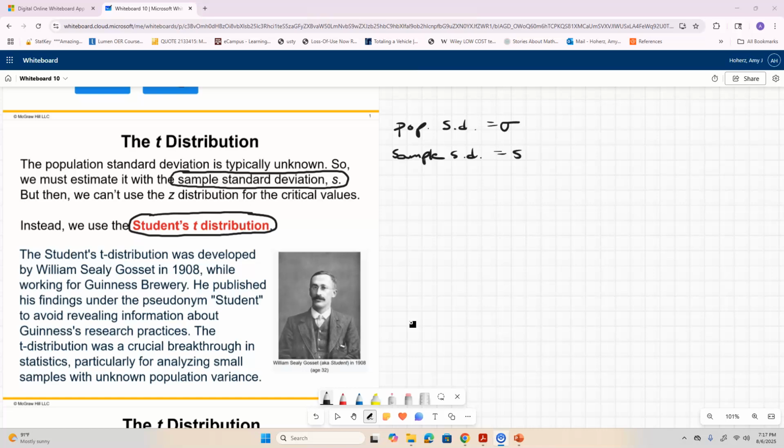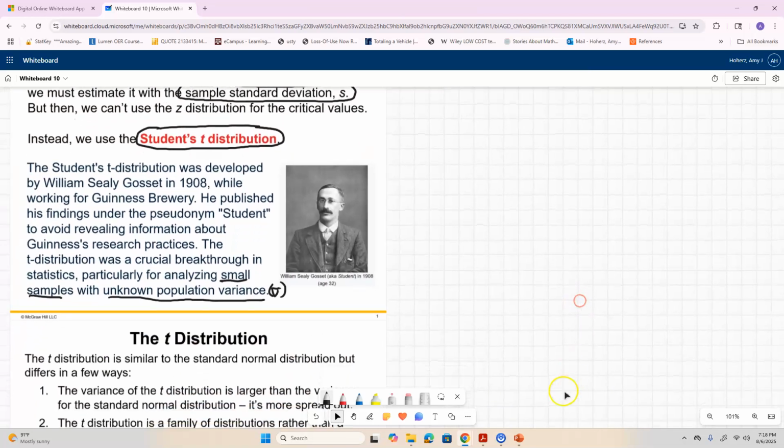And it was a real breakthrough because it made it possible to analyze very small samples with unknown population variance, so unknown sigma. Okay, so if you didn't know the sigma and or you had a small sample, you could use this method and still get your confidence intervals. So it was quite a breakthrough as far as statistics goes.